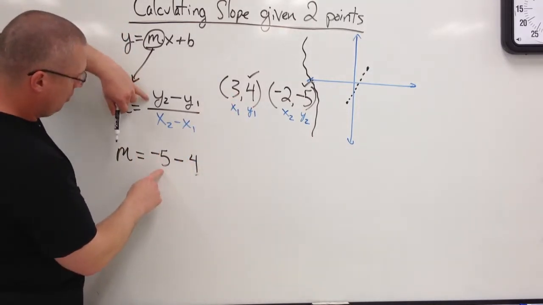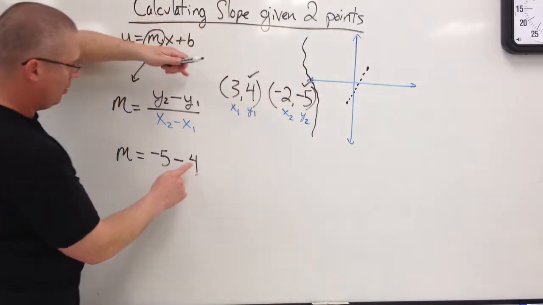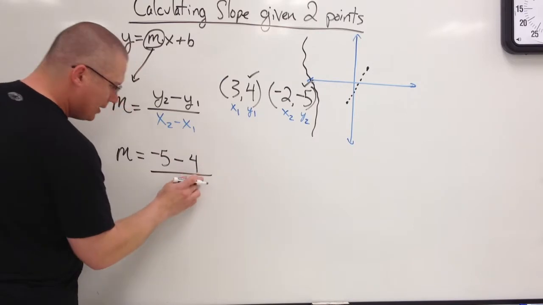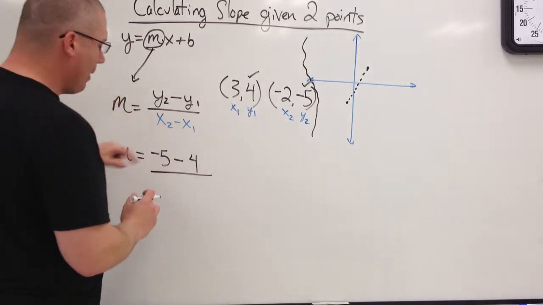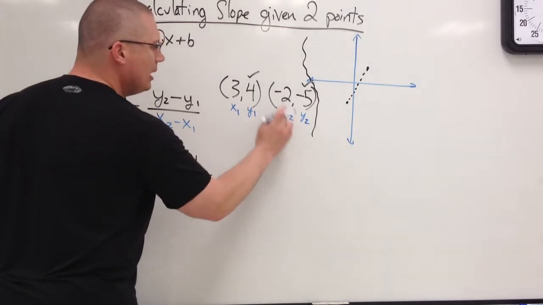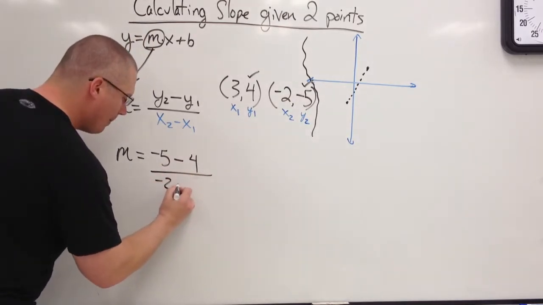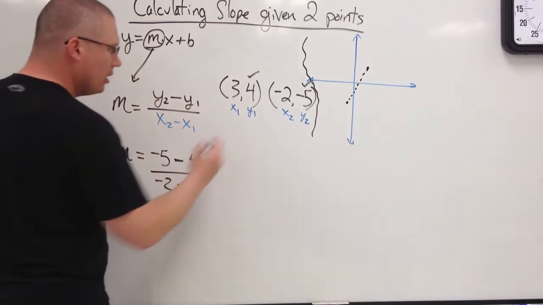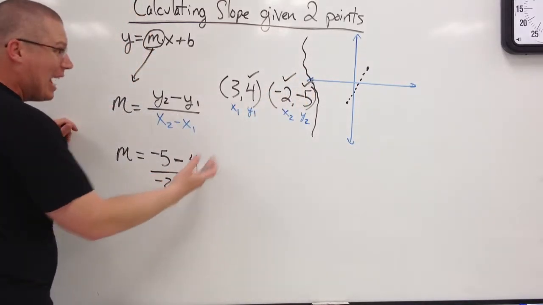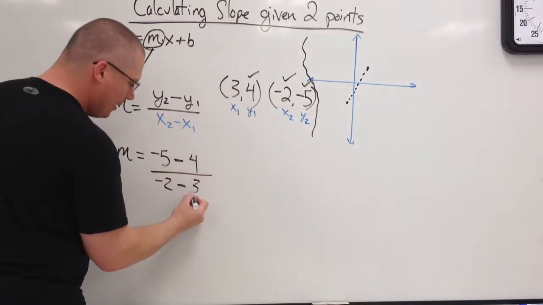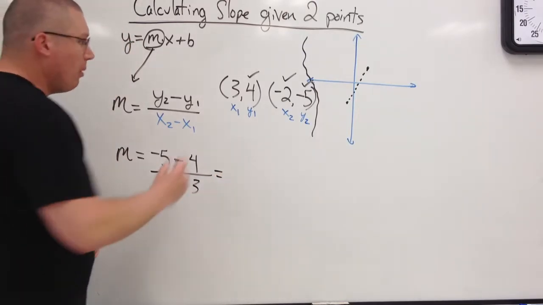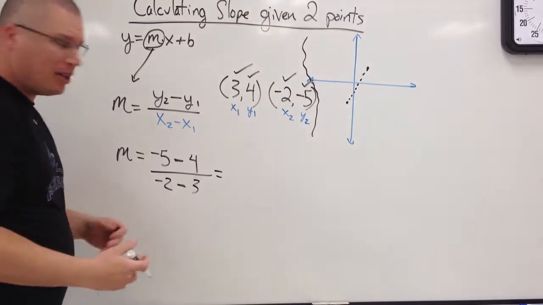Y2 was -5. Y1 was +4. That's my top. On the bottom, x2 minus x1. x2 is -2. Minus. Why is it minus? Because that's what the formula prescribed for us. Put a check above that. Easy now to see what I need yet. 3. Substitution is the hardest part of this. The rest just becomes calculating.